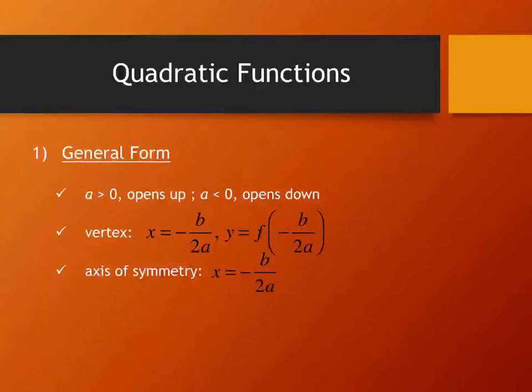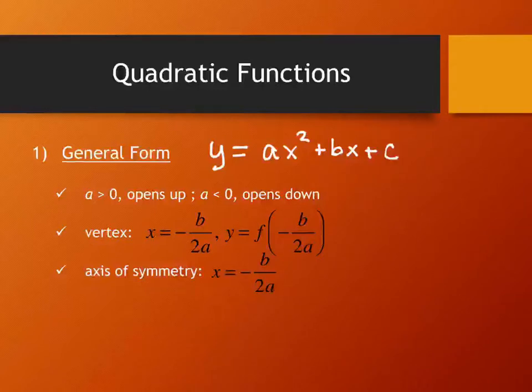So a general form for a quadratic is y equals ax squared plus bx plus c. If the a value is positive, you've got a parabola opening upward. If your a value is negative, your parabola opens downward.